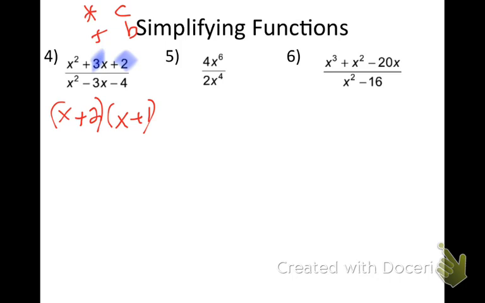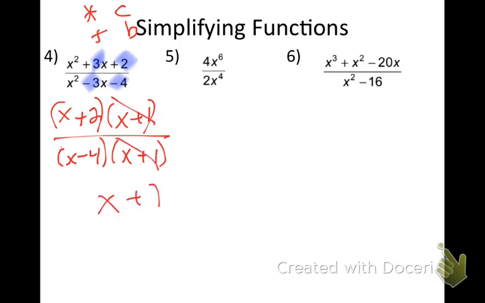The biggest thing is you have to make sure you factor everything down. Over. Now I find two numbers that multiply to get negative 4, add to get negative 3. Those numbers are negative 4 and 1. So I have x minus 4 and x plus 1. And now I look, what do they both have in common that I can cancel out? X plus 1. Leaves me with x plus 2 over x minus 4.